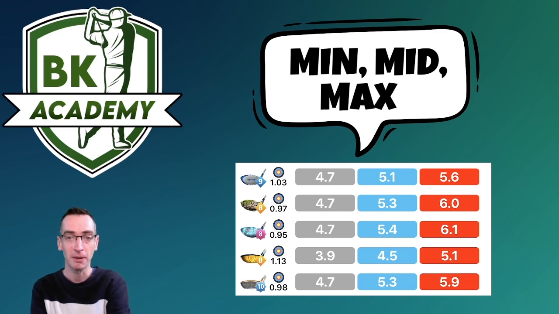So in this example from Clash Caddy, the min value on the left, the mid in the middle, and then the numbers in the red boxes on the right, giving the max distance values for the clubs and club levels that you are using.